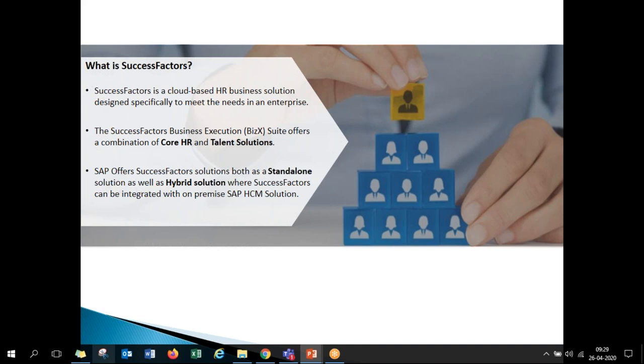Or if a customer already has some kind of HR solution, that might be the old SAP HCM solution, or Oracle HCM, PeopleSoft, or some local .NET based HR solution, anything, and today they want to start with SuccessFactors with only one or two modules.